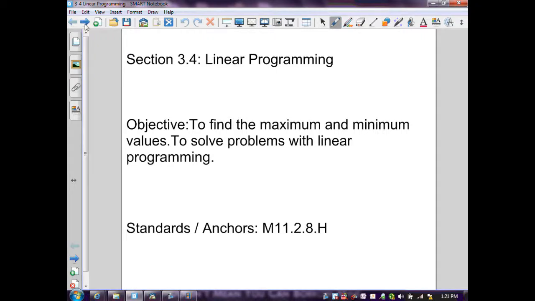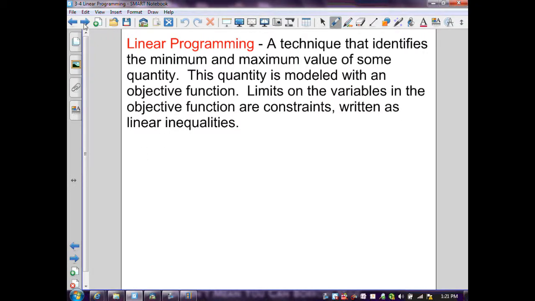Section 3.4, linear programming. Linear programming is a technique that identifies the minimum and maximum value of some quantity. This quantity is modeled with an objective function. The objective function is going to have variables such as x and y variables. With those variables, we have limits on them. And those limits inside the objective function are going to be constraints. Those constraints on those variables are going to be written as linear inequalities.